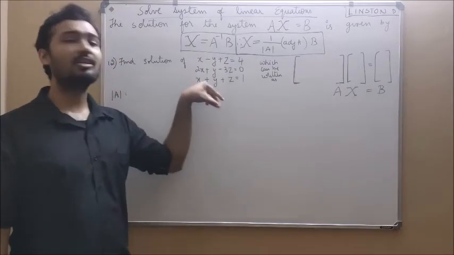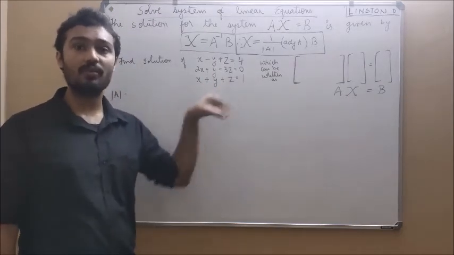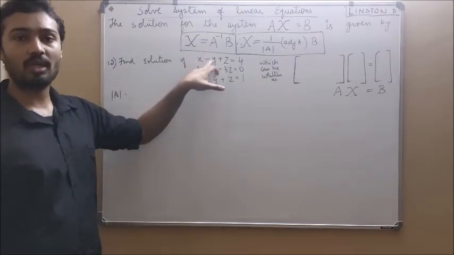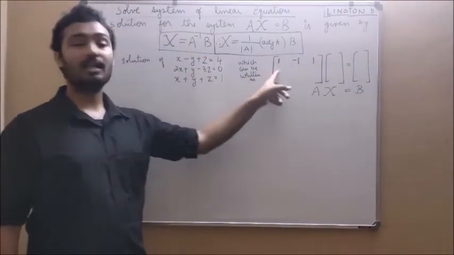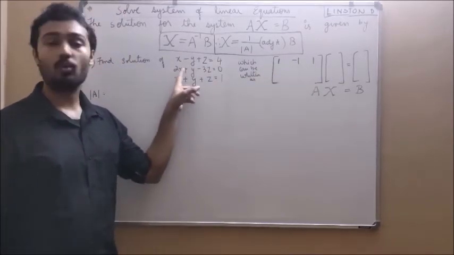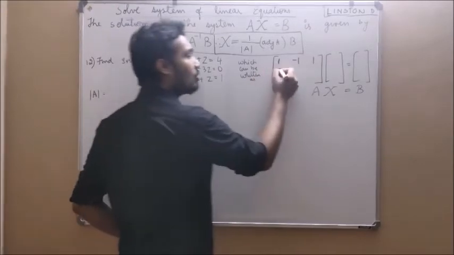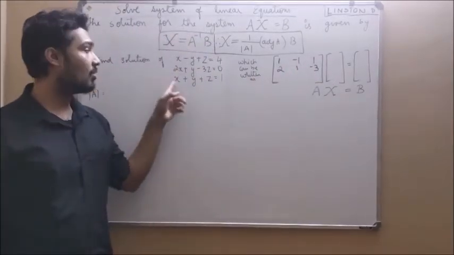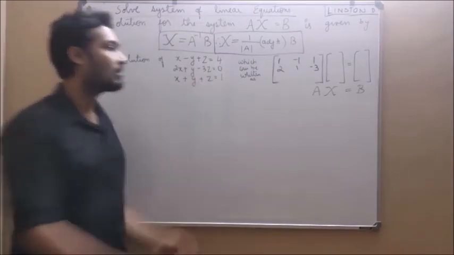How? You write the coefficients of this first. What is the coefficient here? 1, minus 1, 1. Right? So the coefficients are 1, minus 1, 1. Next here, what are the coefficients? 2, 1, minus 3. Next, which are the coefficients? 1, 1, 1.